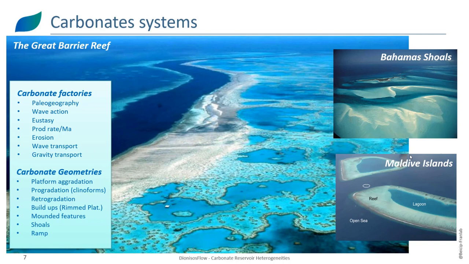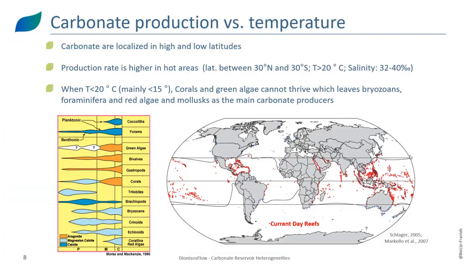Carbonates are really sensitive to ecology, and they usually develop in hot areas with latitude between 30 north and 30 south, and temperatures usually more than 20 degrees, with relatively moderate salinities between 32 and 40 per mil. Note that when temperature drops below 20 degrees, some carbonates will not thrive anymore, like corals and green algae. Something very interesting to point out is that not all carbonate fauna developed similarly at the same pace and rate along the stratigraphic record from the Paleozoic to the Mesozoic into the Cenozoic. This is the small left part of the figure that shows the different types of carbonate evolution through time.